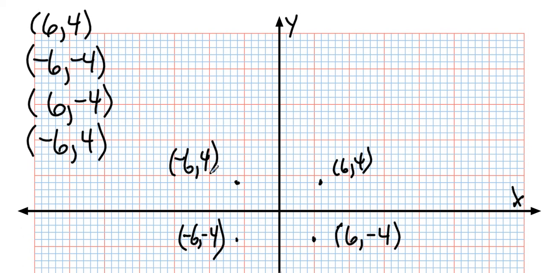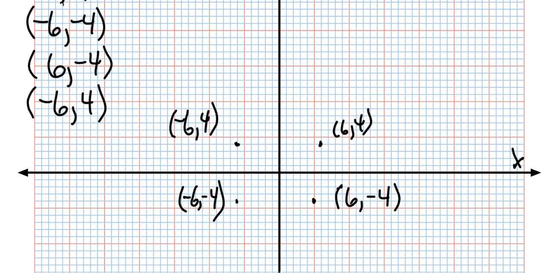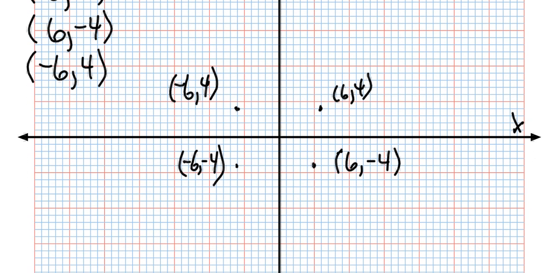You notice we do have points in all four of what's called the quadrants. This is quadrant 1, quadrant 2, quadrant 3, and I am writing in Roman numerals on purpose. That is how they are listed. And quadrant 4. We will need that for future knowledge.